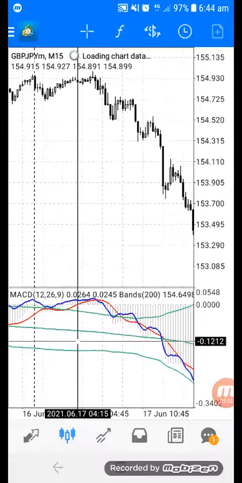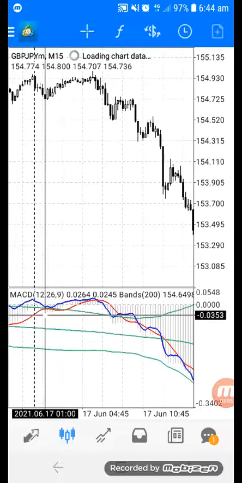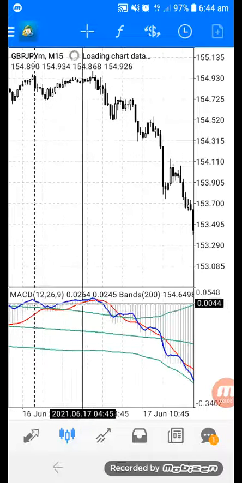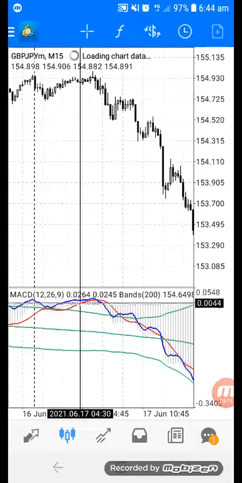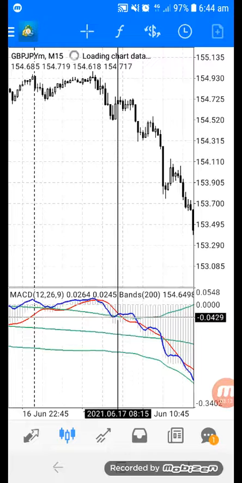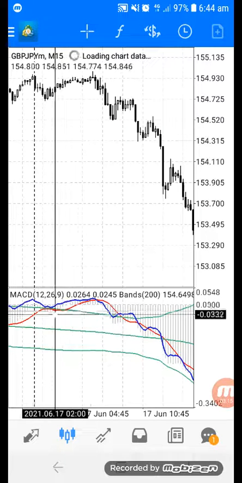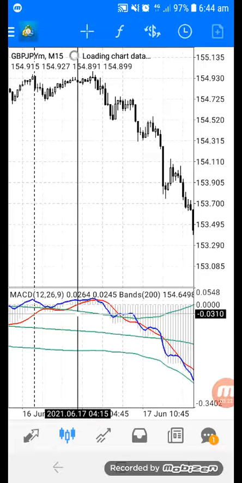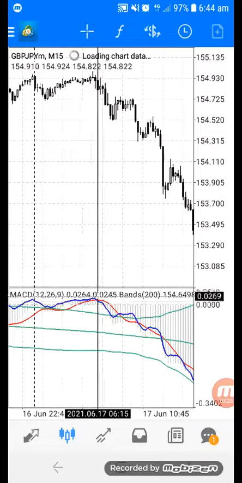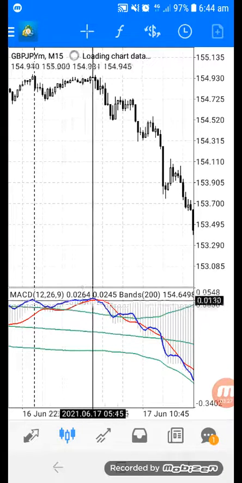So first of all, we need this red line to touch the upper green line, that is the upper Bollinger Band, or even cross above. As you can see, like in this case, it crossed above. So once it crossed above, we now look for the moving average, that is the blue line, to cross below the red line facing downwards, like in this case.